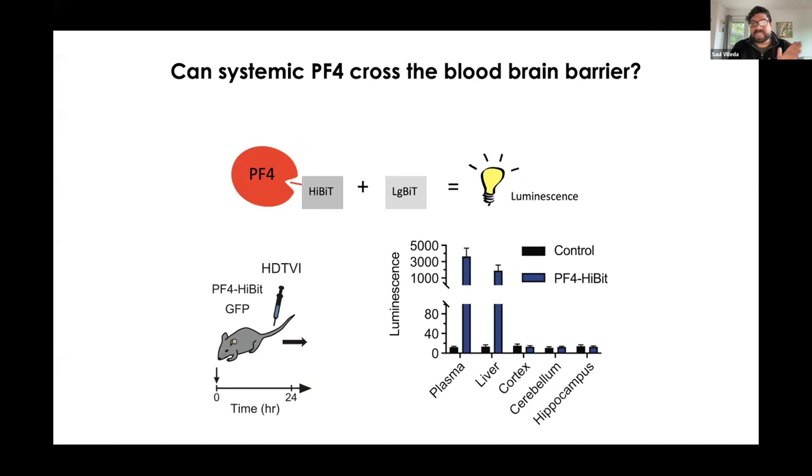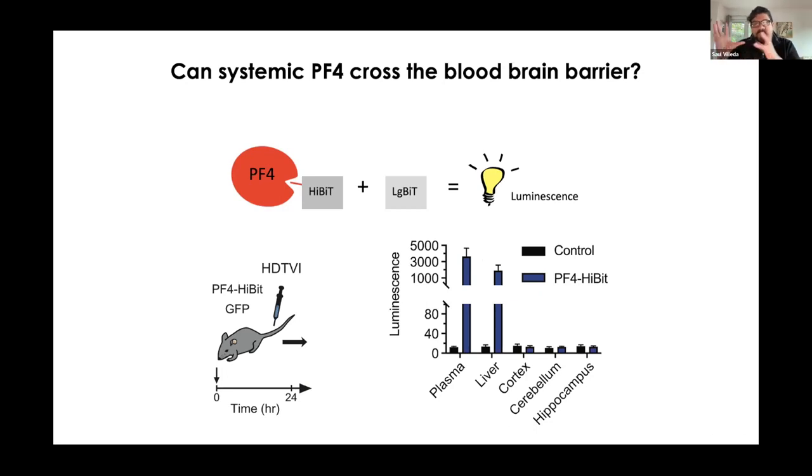Then we collected the plasma, the liver, as well as additional tissues, including different brain tissues, and looked for bioluminescence. Here you can see that it's quite high in the plasma, as we would expect, and quite high in the liver, so it is being produced in the liver and secreted into the blood. But when we looked at the cortex, the cerebellum, and the hippocampus, we didn't see a robust increase in bioluminescence above our GFP control. This doesn't exclude that PF4 could still cross the blood-brain barrier and concentrate, especially within neurovascular regions, but it does point to a potential peripheral mechanism of action.